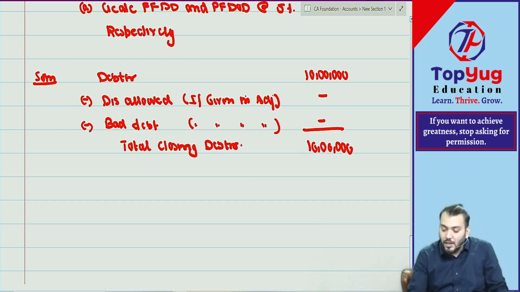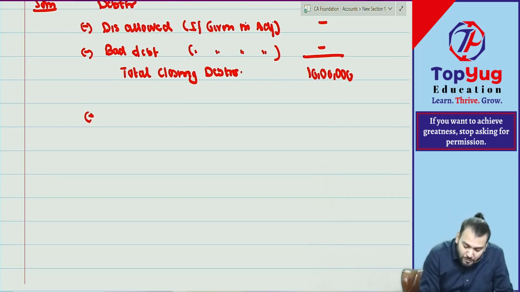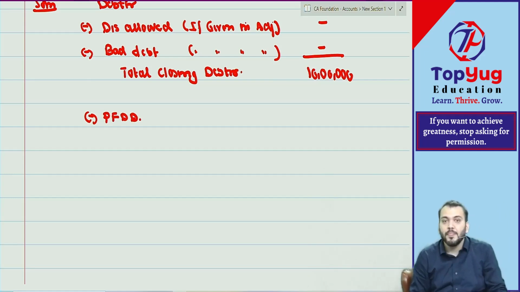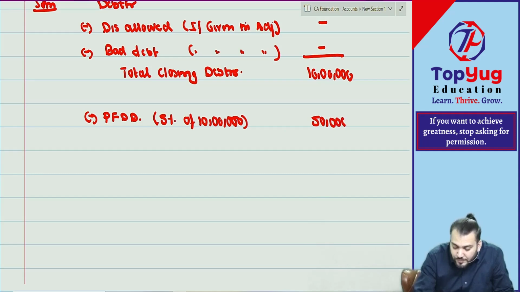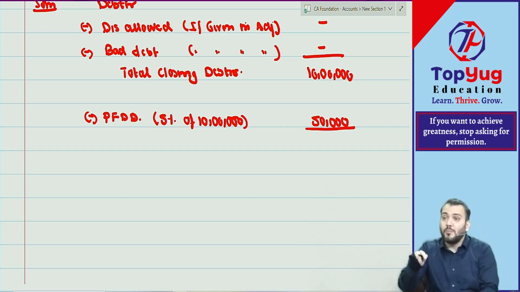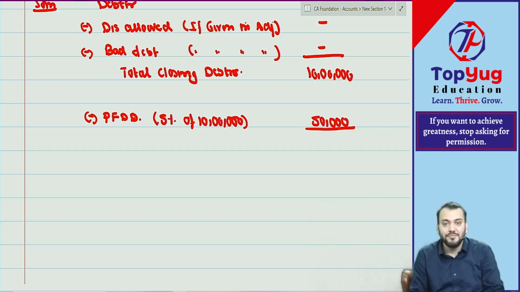Correct. Now, from these, first we create what? Provision for doubtful debtor. Means out of this we'll find out how many doubtful debtors are there. So doubtful debtor how much? 5%. So 5% of what? 10 lakh. 5% of 10 lakh, how much? 50,000. So can I say out of 10 lakh, how much is doubtful debtor? 50,000. For that we'll create provision.